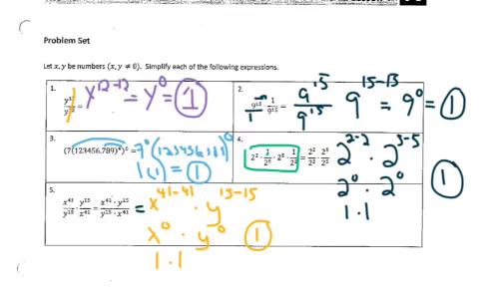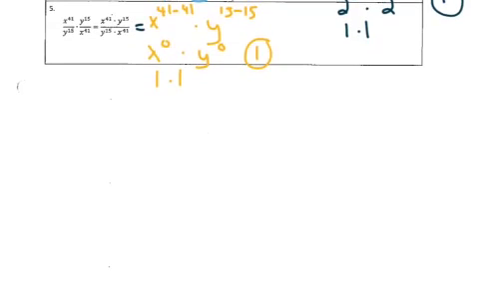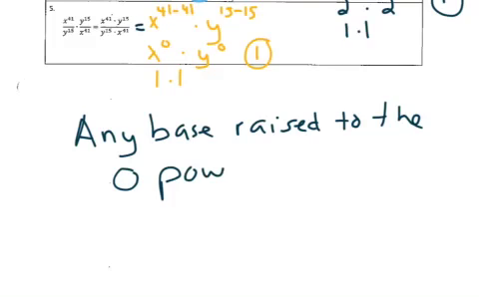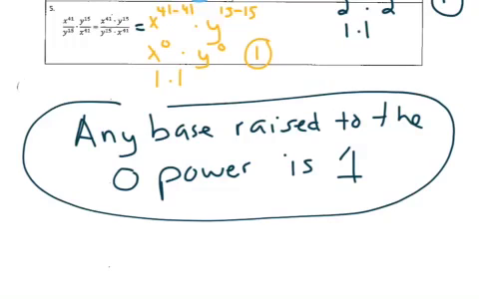So the big picture I want you to understand from all of this: any base raised to the 0 power is 1. That's the big picture you need to get from this mini little lesson. Any base raised to the 0 power is 1.